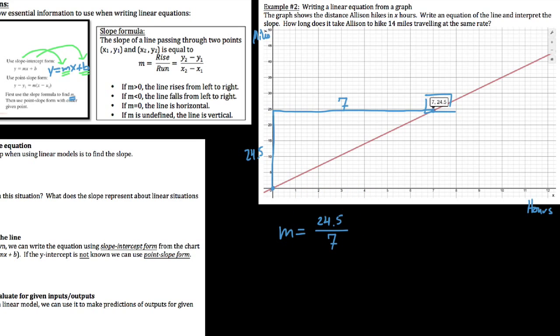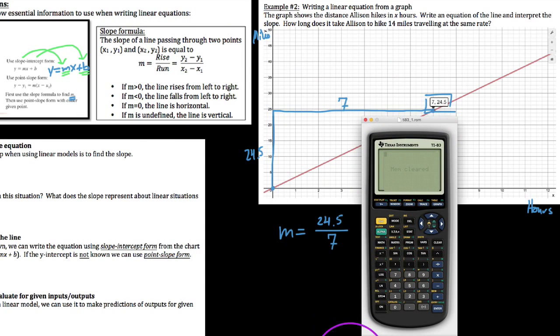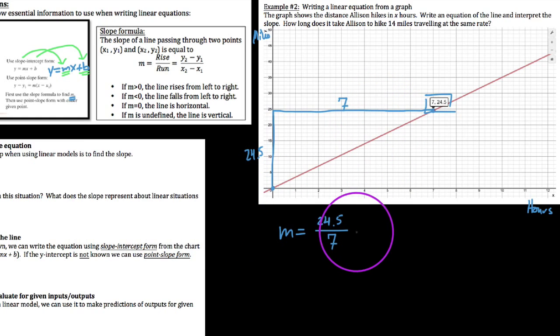So 24 and a half is our rise, and 7 is our unit of time. I'm just going to get our calculator out here. If we find 24 and a half divided by 7, 24.5 divided by 7, this numerical value, 3 and a half, is the slope of this line.